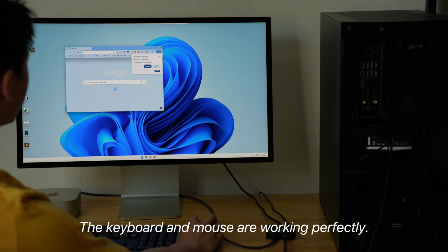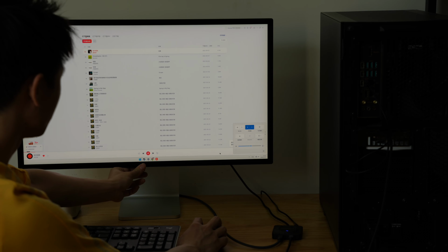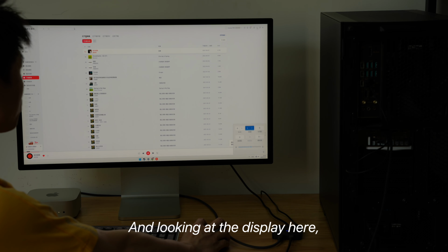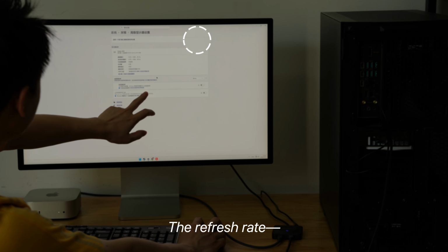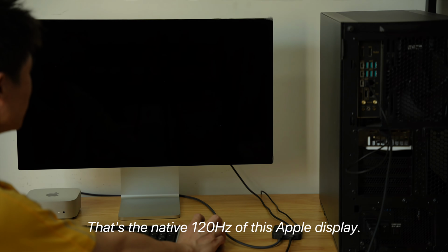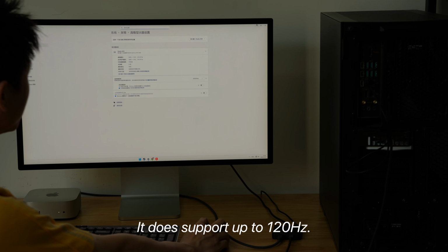Okay, the keyboard and mouse are working perfectly. And as for the music, audio is transmitting correctly as well. And looking at the display here, it is displaying properly on Windows. The resolution is full 5K. The refresh rate, it also supports up to 120 Hz. That is the native 120 Hz of this Apple display. It does support up to 120 Hz.